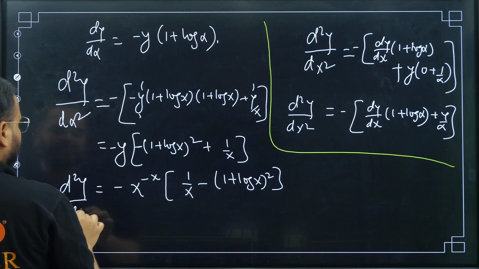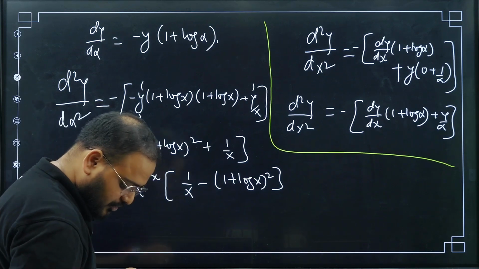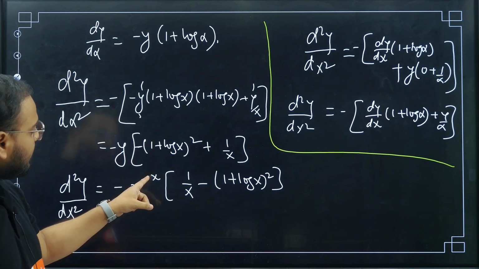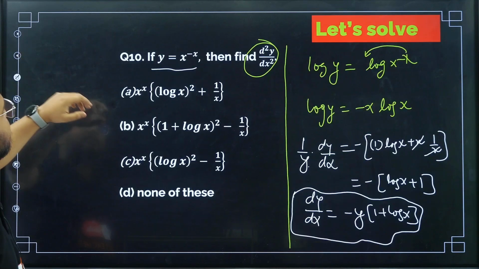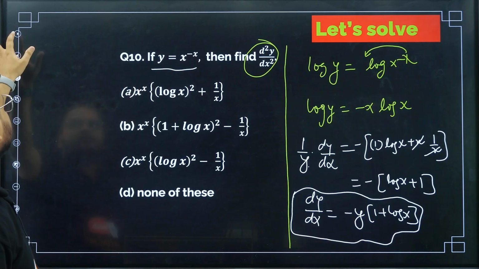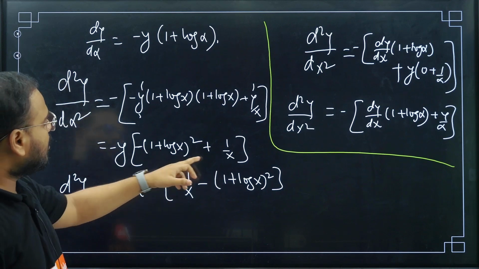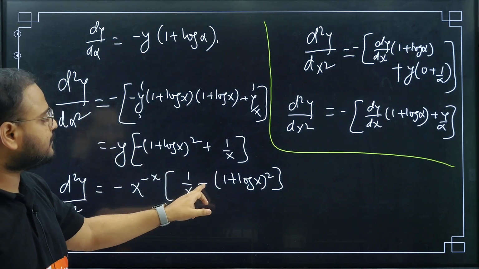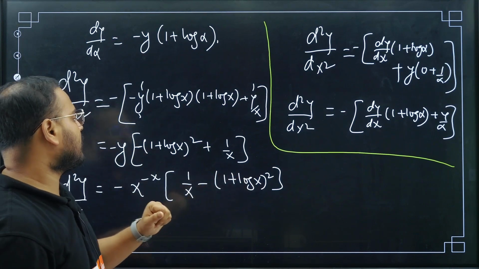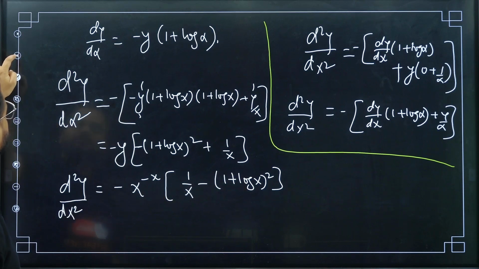Let's hope this is correct. Okay, please check. Let's cross check the answer. Minus x to the power minus x, how sir? Because y value was given as x to the power minus x. Okay, so minus sign is present here, so minus will remain as it is. X power minus x, 1 by x I've taken first because there's a minus sign here. 1 plus log x the whole square. Please check. Any option?